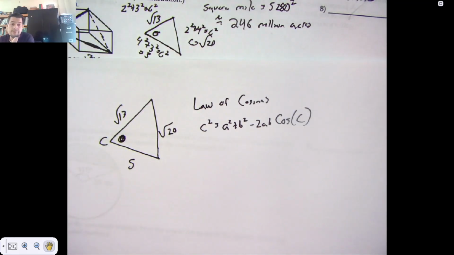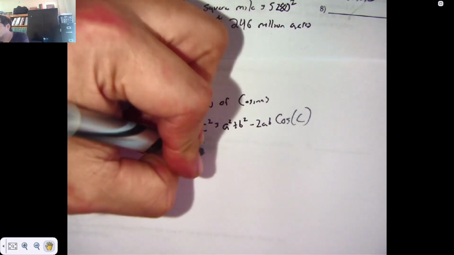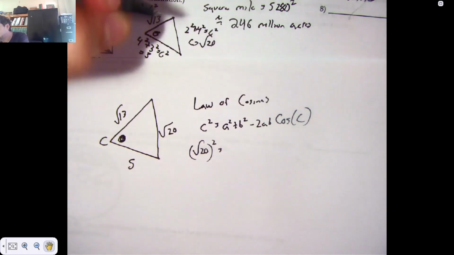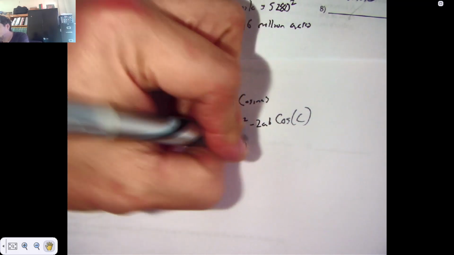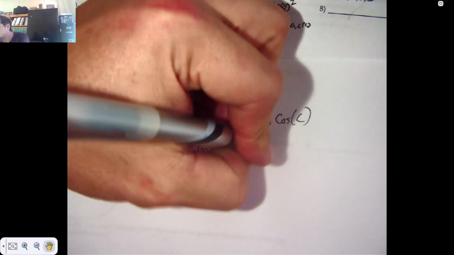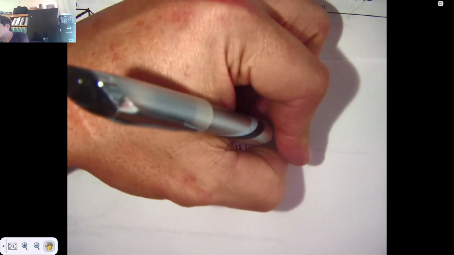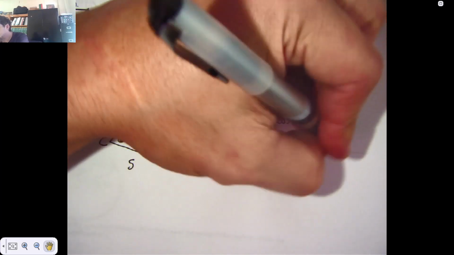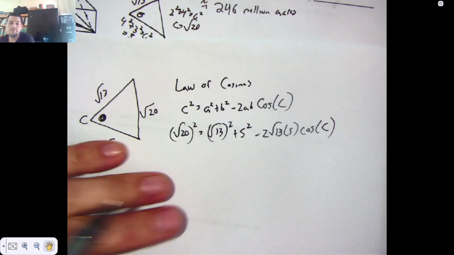I'm just going to plug it in and see where it takes me. This is going to be root 20 squared. It would be equal to root 13 squared plus 5 squared minus 2 times root 13 times 5 times the cosine of angle C. Assuming I ain't made any mistakes.